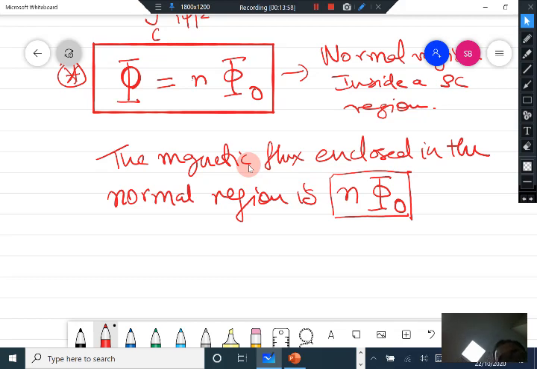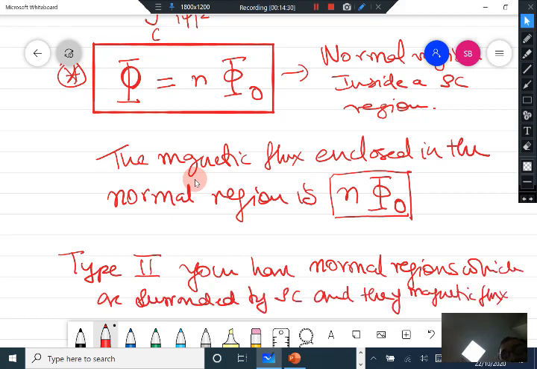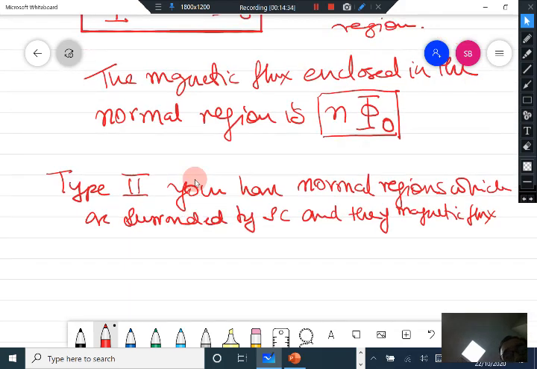And this is a normal region. Of course, this was artificially constructed, where you have a solid copper cylinder surrounded by tin superconductor. But in type 2 superconductors also, you have normal regions surrounded by superconductor, and they carry magnetic flux. And by the same argument as above, we just generalize the argument. Exactly by the same argument above, the magnetic flux... these are vortices.